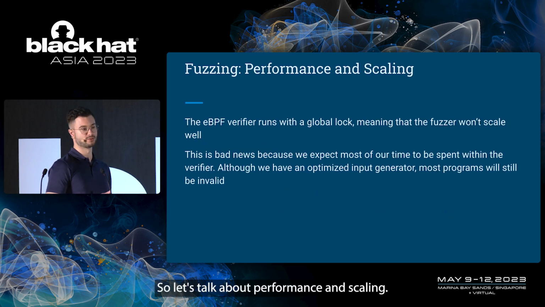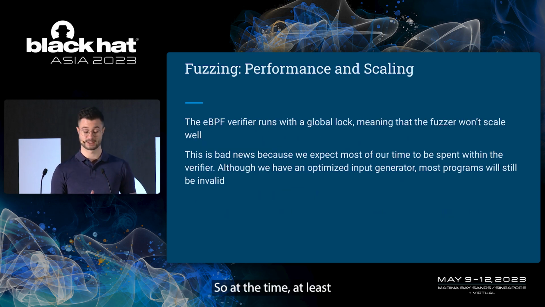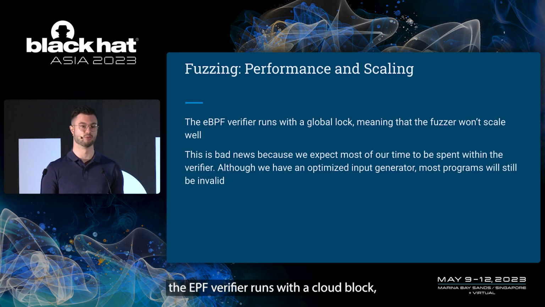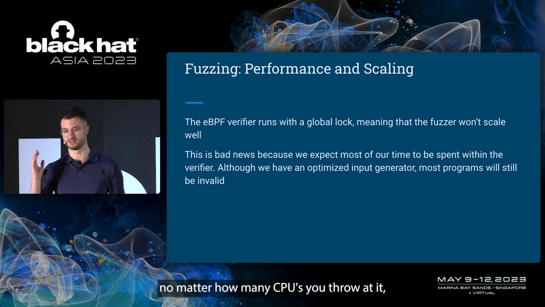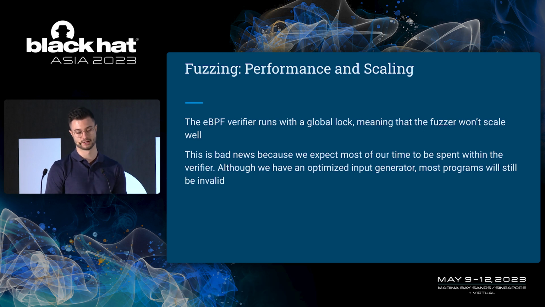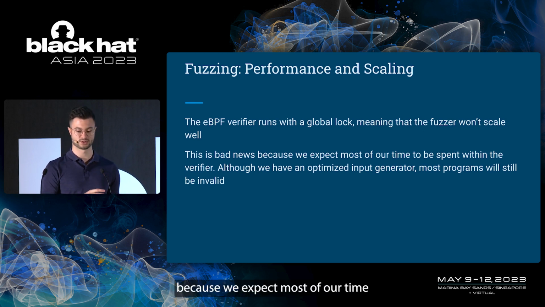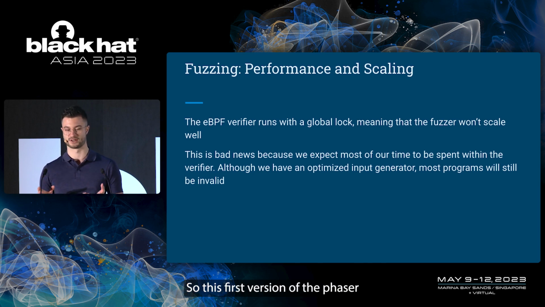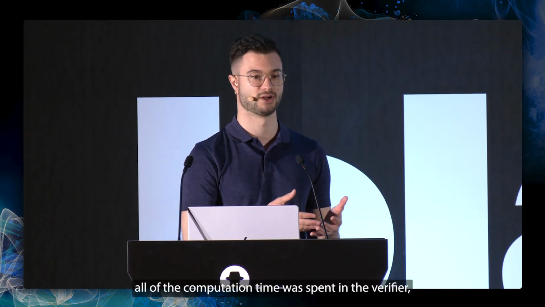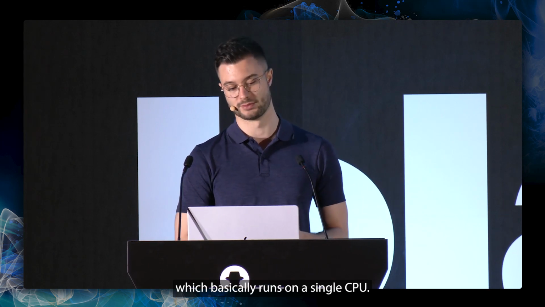So let's talk about performance and scaling. At the time, at least when I wrote the first version of the fuzzer, the eBPF verifier runs with a global lock, meaning that the fuzzer won't scale well. No matter how many CPUs you throw at it, it will always be bottlenecked by this lock. And this is bad news because we expect most of our time to be spent within the verifier. So this first version of the fuzzer generated less than 1% of valid programs, which means almost all of the computation time was spent in the verifier, which basically runs on a single CPU.